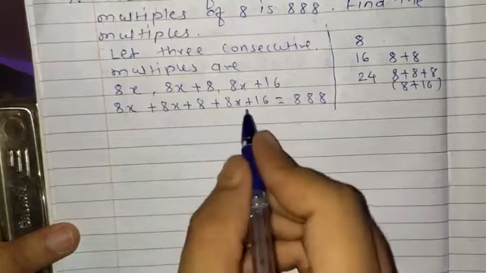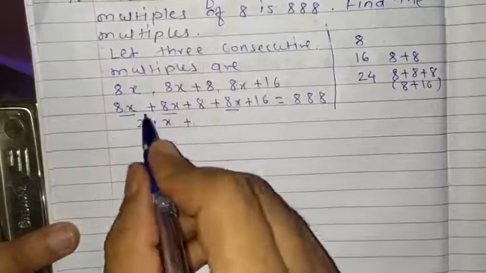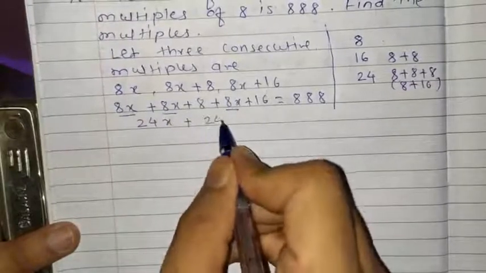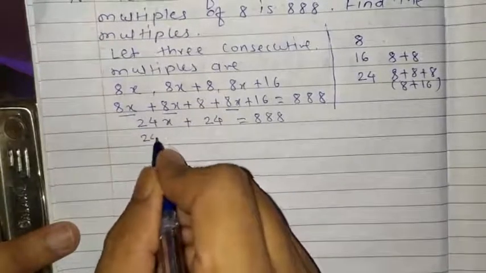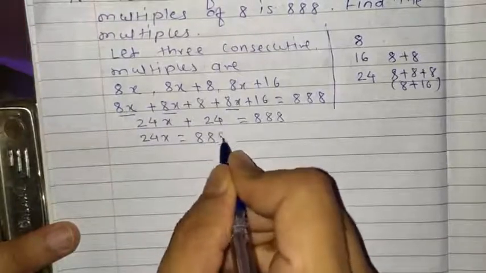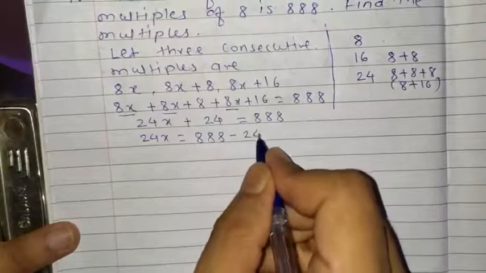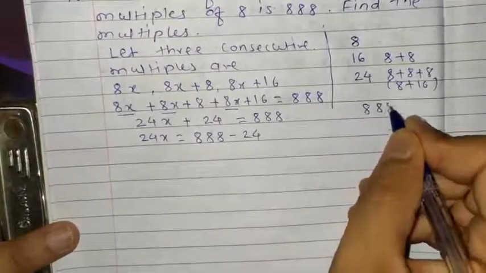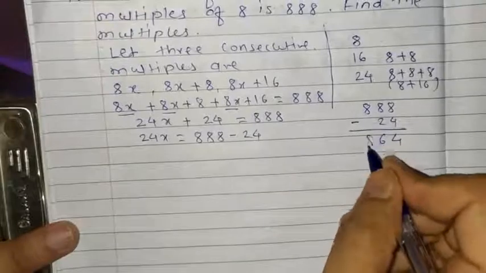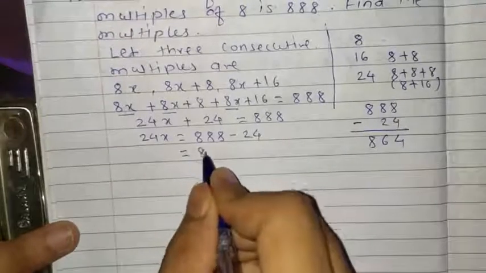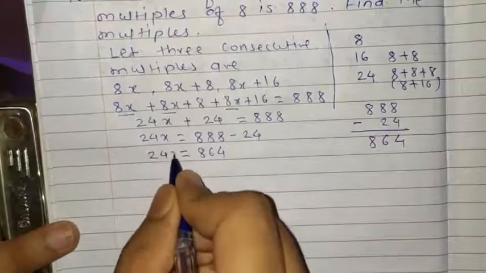So here 8x, 8x, 8x, it is 3 times, so it is 24x plus 8 plus 16, so it is 24 equals to 3 times 8. Then here 24x equals to, you have to write that here the number will change the side, so it is minus 24. So you do calculation, 3 times 8 minus 24, 8 minus 4 is 4, 8 minus 2 is 6, 8 as it is. So finally here we got 864, and here 24x is there.